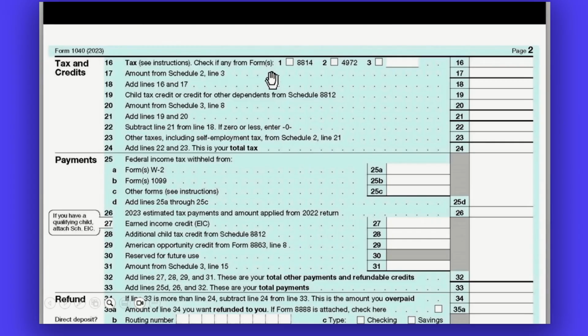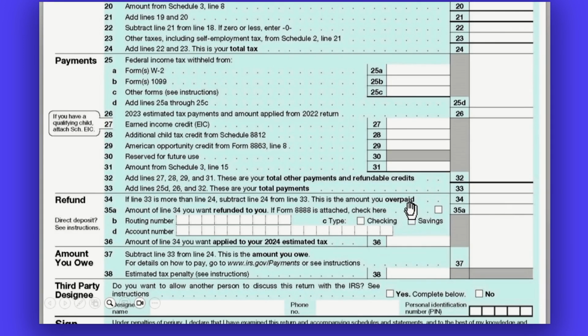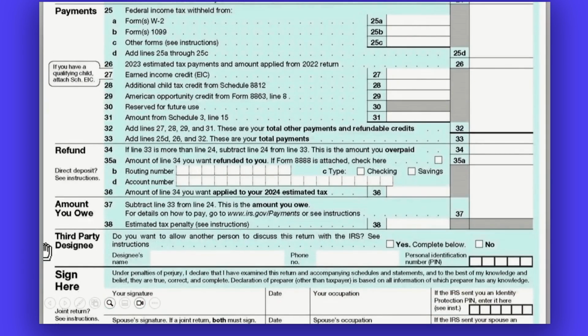And at the top of page 2, after we zoom in here, you can see you come up with your tax. Then you've got various tax credits, other taxes, and that brings us to our total tax. And then we have payments that were made by withholding or other forms of payments. Finally, that brings us down to either a refund, or an amount that was overpaid, or an amount that the taxpayer owes.